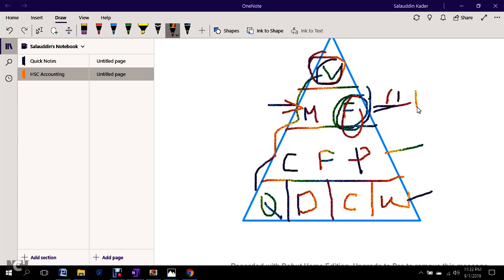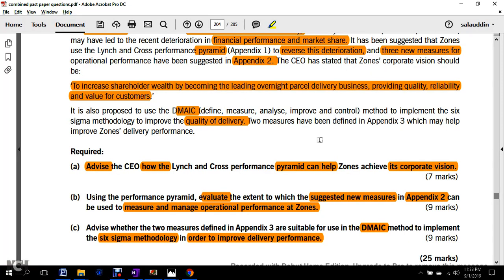What can the objective be? We can just suggest. We are not requested to suggest, so we can just use it as an example. We will not discuss in detail what EVA is and all. We are just mentioning it as a financial measure that helps to achieve the vision, that helps to measure whether shareholder value is created or not.